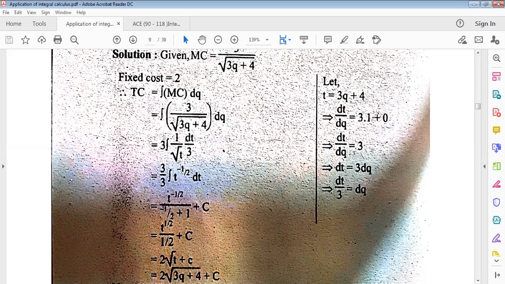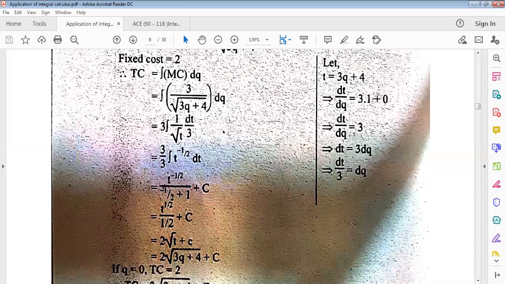So the x to the power n formula applies here. This will be t to the power minus half plus 1, divided by minus half plus 1. Actually there is a mistake: only minus half is the power, and then there is a plus 1. So minus half plus 1 gives t to the power half. Minus half plus 1 is half, and minus half plus 1 in the denominator is half, plus c. This is the constant term.